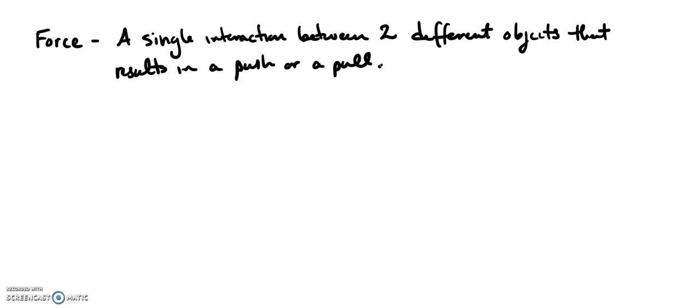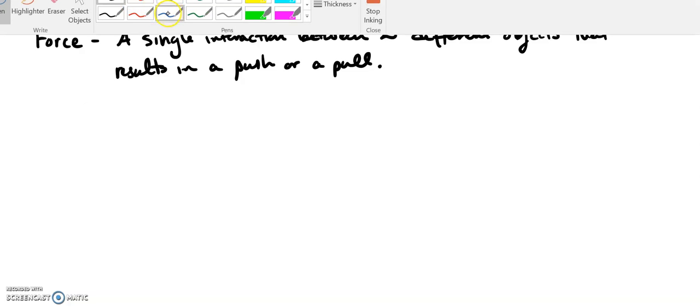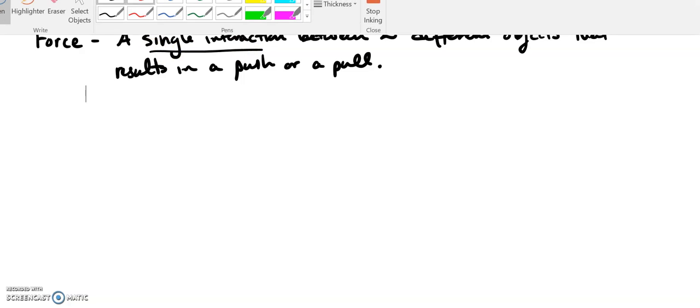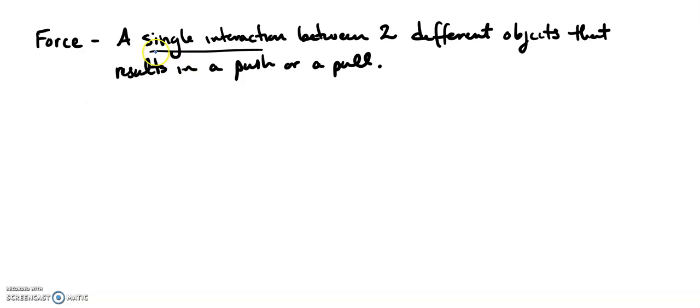But what does that really mean? Well, there's actually a ton in this definition, and so we're going to pull some stuff out. We're going to get a little more detailed here. So, when we have single interaction, that was supposed to be blue. Single interaction, there we go.